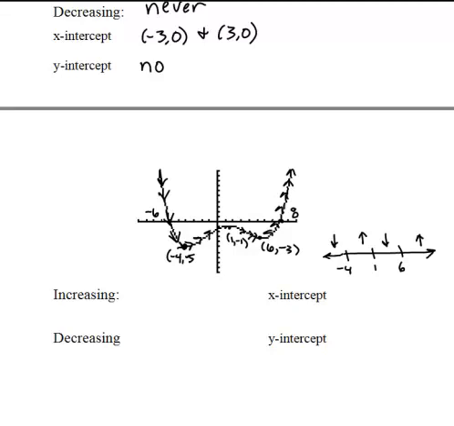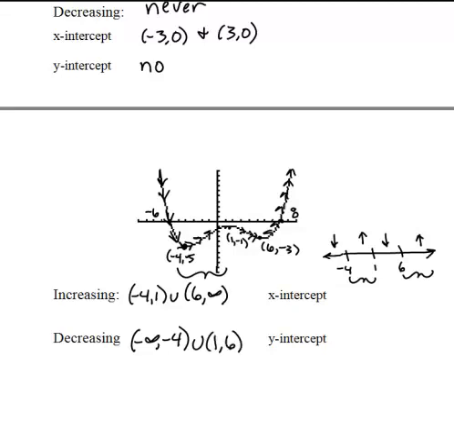So the intervals of increase are -4 to 1. Between -4 and 1, this graph is going up. Also, it's going up after 6 to infinity, intervals on the x-axis. It's decreasing from the arrow, negative infinity, to -4. The graph is going down, and the graph is going down between 1 and 6. So if you look on this graph between 1 and 6, the x values, the graph is decreasing. These are intervals. The intercepts are points.